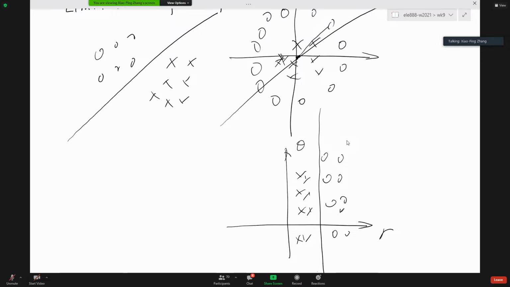But sometimes you're not so lucky. It's not obvious what nonlinear transformation you should use to make it linear, right? So it's not easy to choose these nonlinear functions.